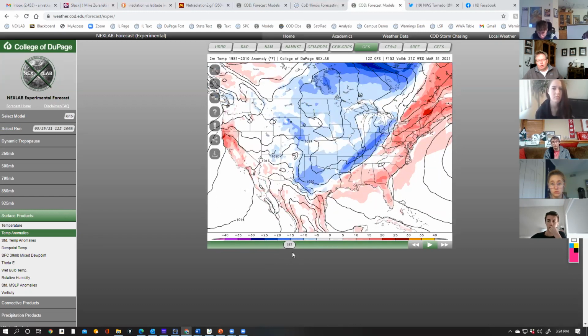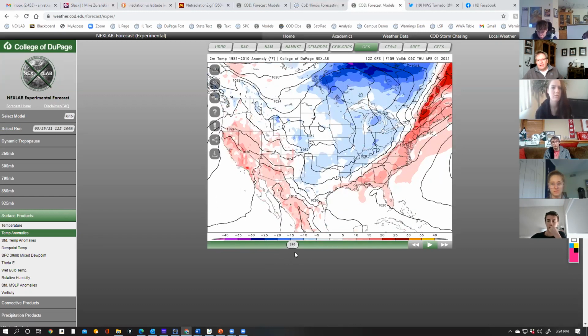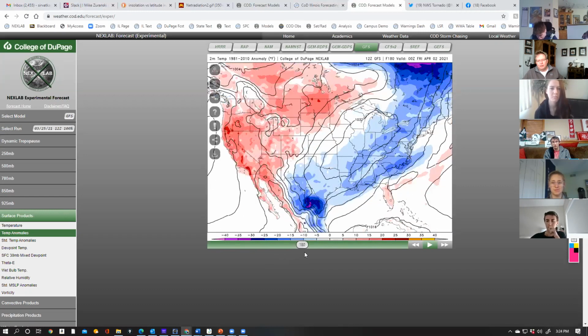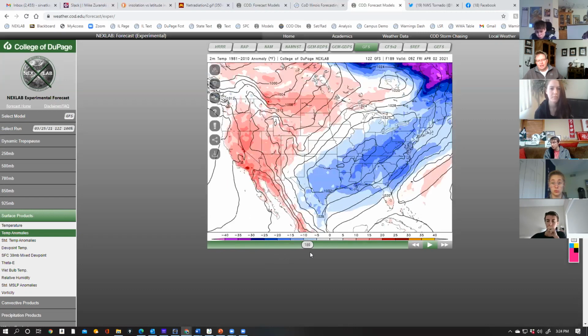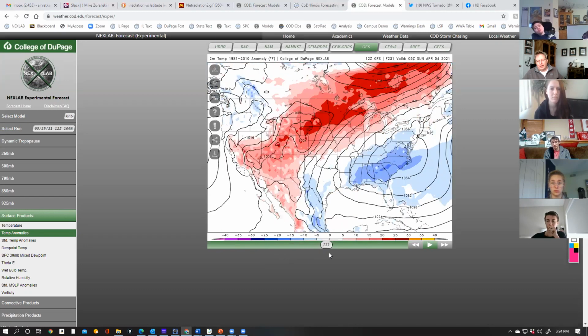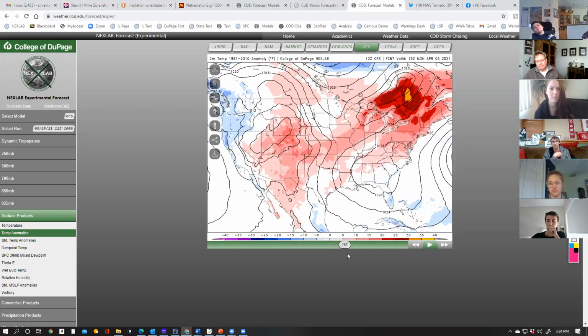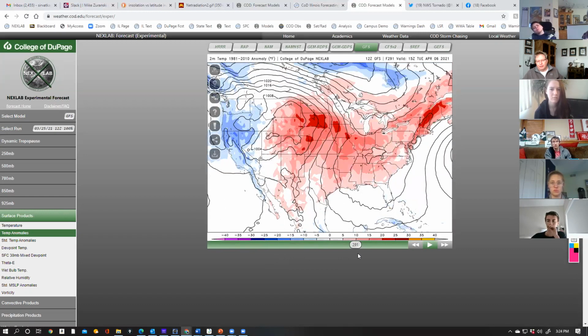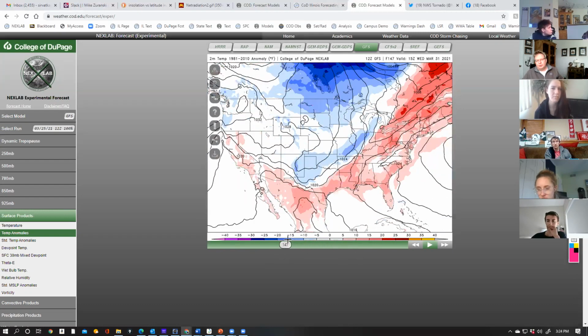Now we start to get more cold anomalies. So that's next week where the temperatures are below normal, way down into Texas. And then we get above normal coming back later. So a lot of above normal temperatures here, but it'll go up and down for the next few weeks.